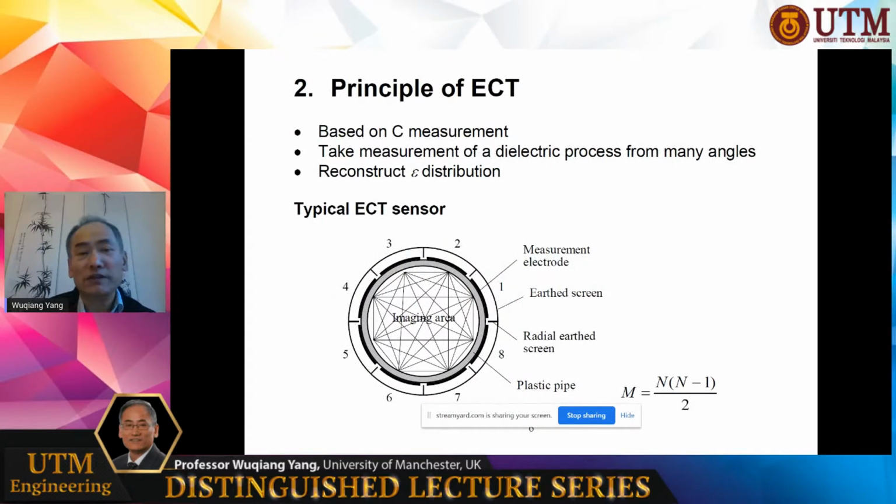Now, the principle of ECT is not difficult. I can try to summarize the principle of ECT in 3 bullet points. The first one, ECT is based on capacitance measurement. We use this type of sensor. We have electrodes around a process so that we try to get information from inside. By this sensor, we take measurements of a process from many different angles by different electrode combinations. We try to reconstruct the permittivity distribution inside the imaging area.